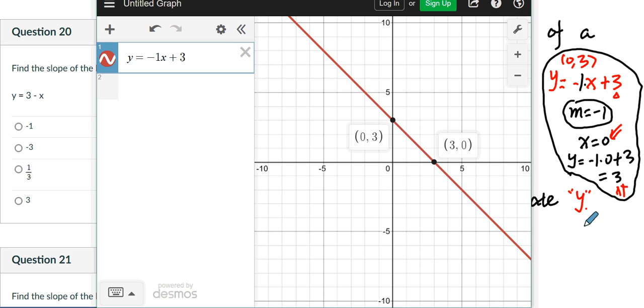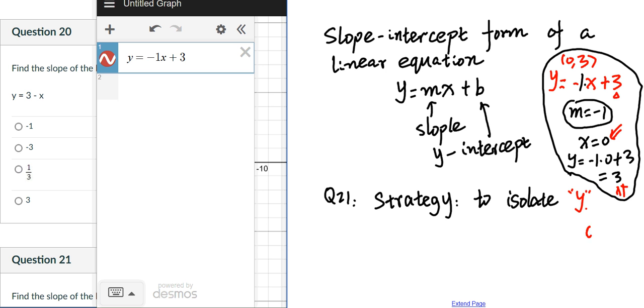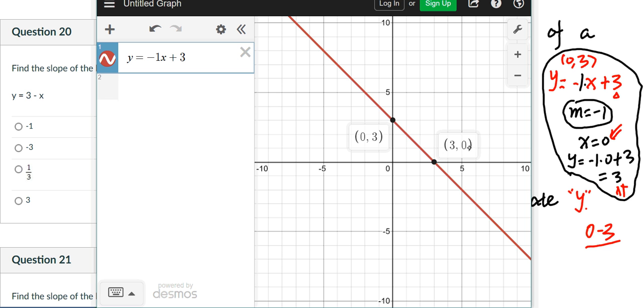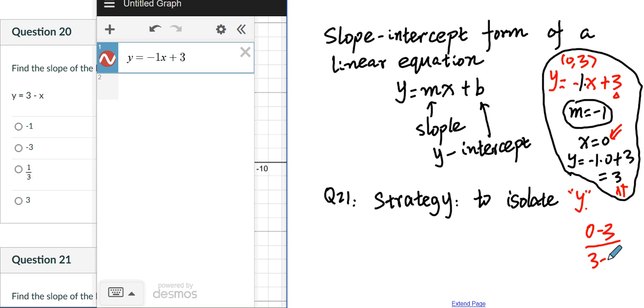By the formula, rise over run, you calculate. Here is 0 minus 3, the second coordinates, and then the x coordinates, 3 minus 0. That's negative 1. Upstairs is negative 3, downstairs is positive 3.